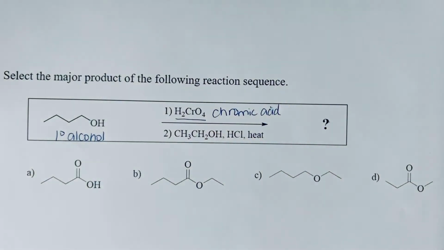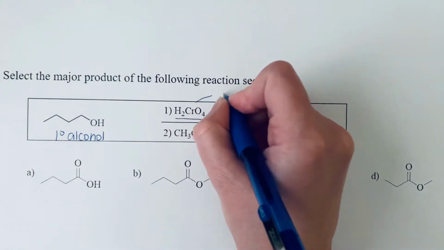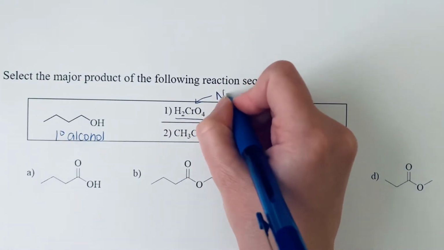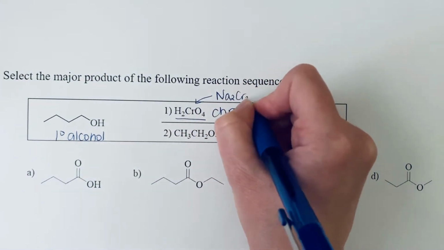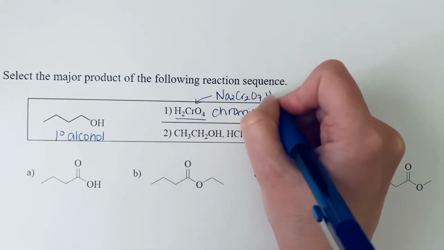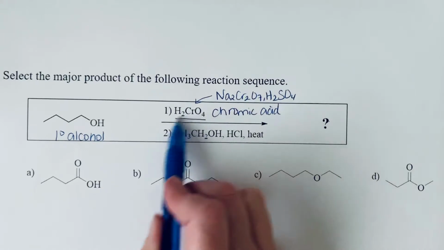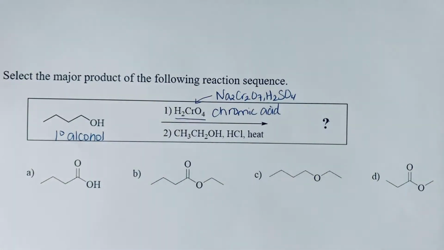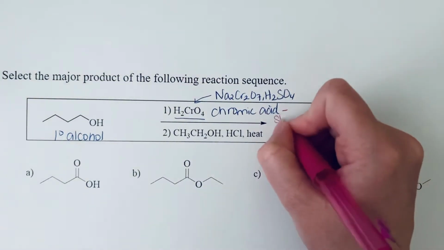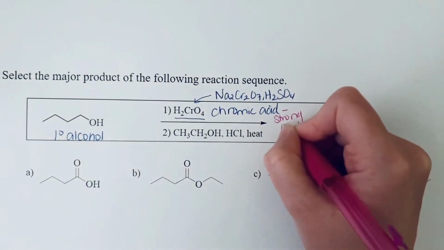Right, so we might see chromic acid as H2CrO4. That's the actual structure of chromic acid. This is often generated in situ from sodium dichromate and sulfuric acid. So you might see these conditions, or you might see chromic acid, but it's going to do the same thing. And so what we want to recognize is that this is a really strong oxidizing agent.